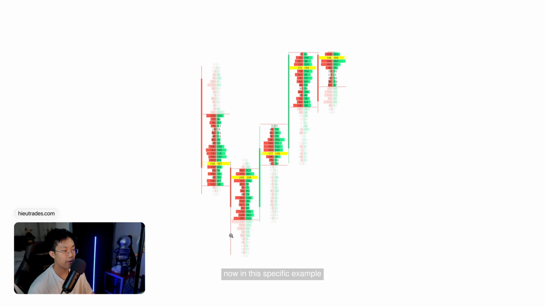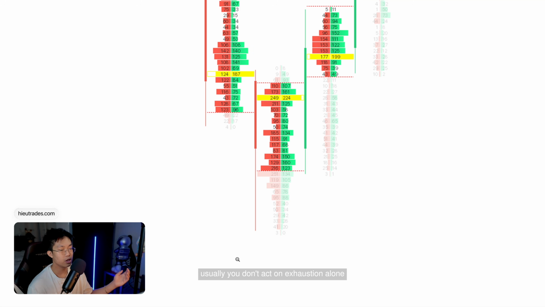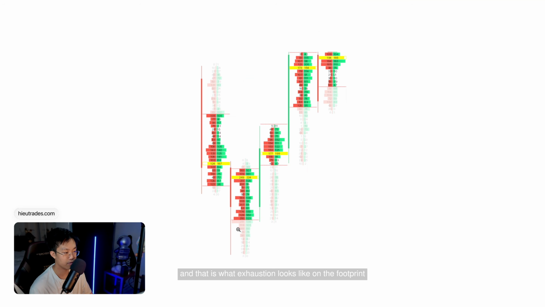and that is exhaustion. Now in this specific example, we get a reversal to go higher, but that exhaustion doesn't always mean the move will reverse immediately. It just means the move is losing its engine. It's your earliest sign that a reversal, or at a minimum, a pause is coming. Usually you don't act on exhaustion alone, but when it starts to happen, you should be wary of any trend continuation plays, because think of it like a sprinter. They're still running, still moving forward, but they start to slow down. They're not going to stop instantly, but they are clearly fading. And that is what exhaustion looks like on the footprint.